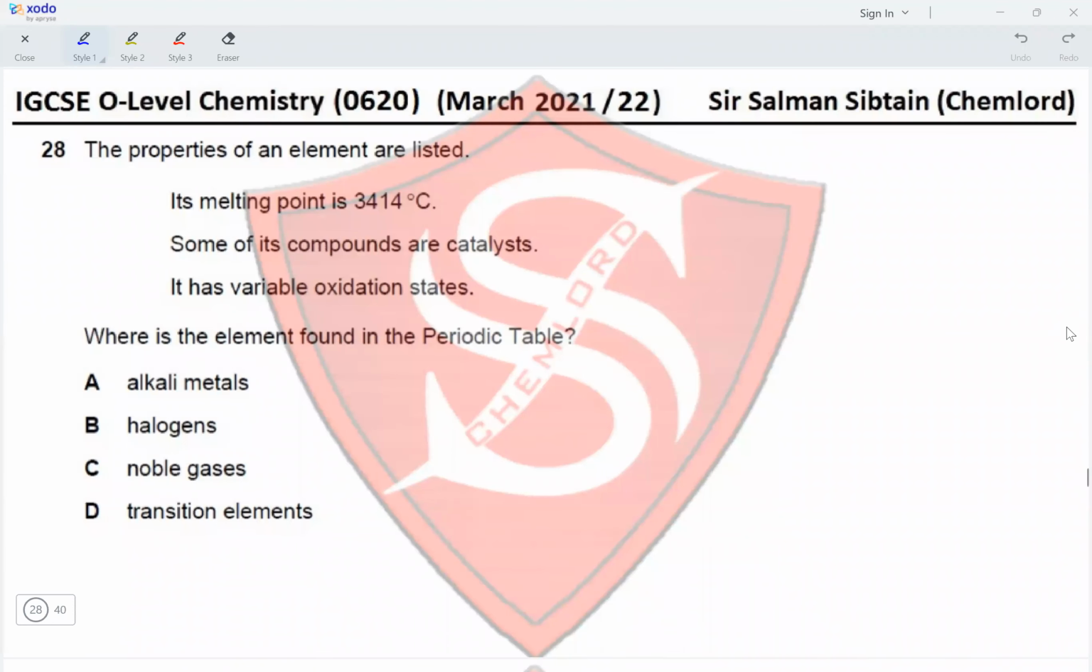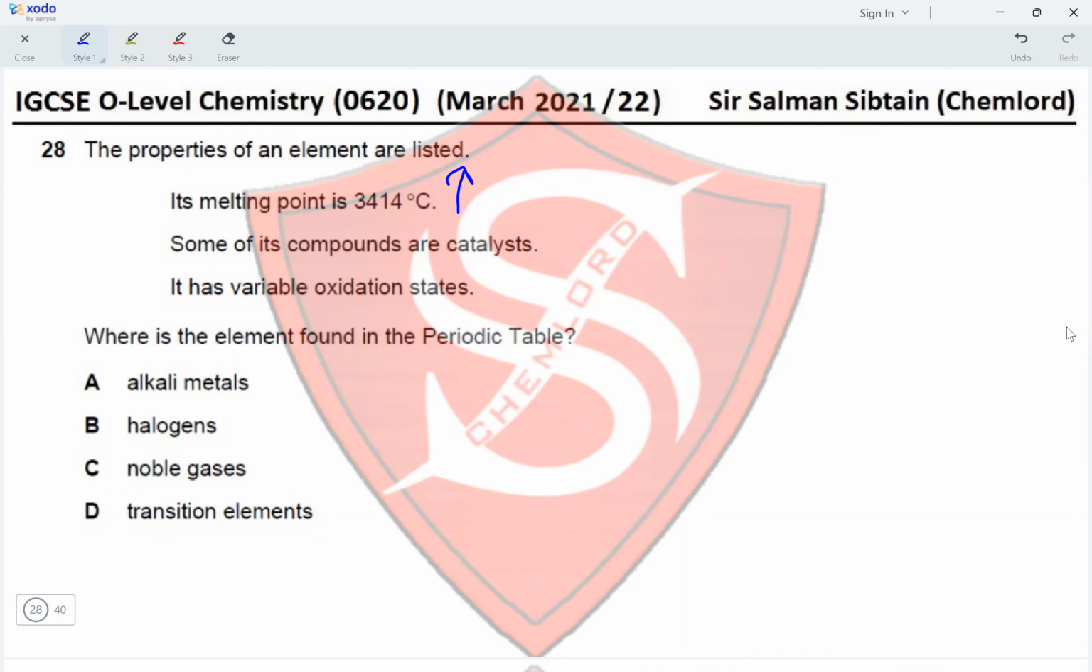Question 28. The properties of an element are listed. Its melting point is 3414 degrees Celsius. Very high. Some of its compounds are catalysts. Okay. It has variable oxidation states. Okay, so all of these properties belong to transition elements.